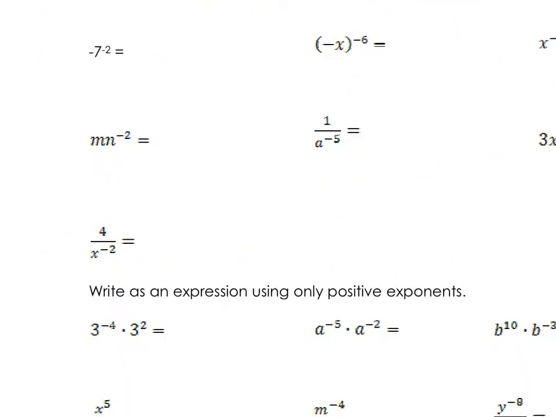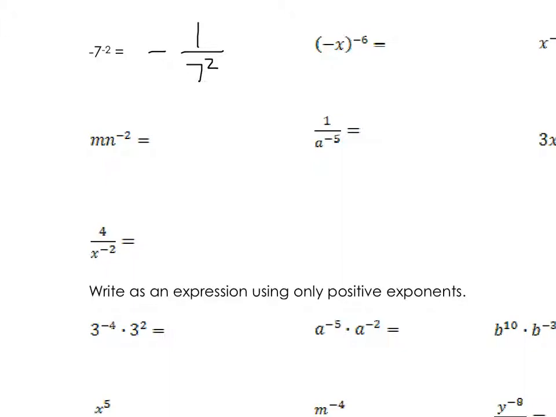Negative 7 to the negative 2. The negative is out front, ready to make our answer negative. The 7 is not happy where it is. It has to go to the denominator, where it will then be raised to the 2nd power. We need something for the numerator. We put a 1 there. So it's negative 1 over 7 squared.